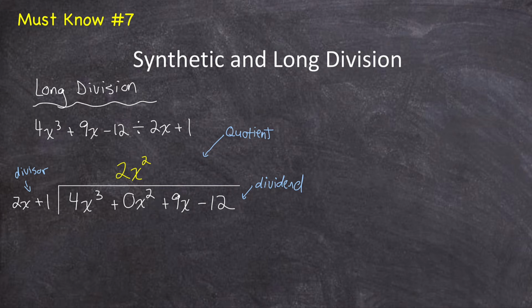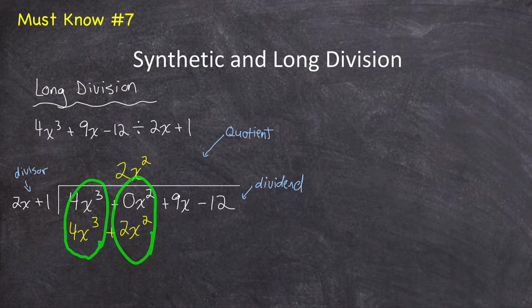And what I want to do now is multiply this term in the quotient by the entire divisor. So the 2x squared has to be multiplied by 2x and 1, and write the answers down here in the dividend lined up in columns with their like terms. So 2x squared times 2x is 4x cubed, and 2x squared times 1 is 2x squared. Notice how like terms with the same exponents on their variable are lined up with each other in columns.